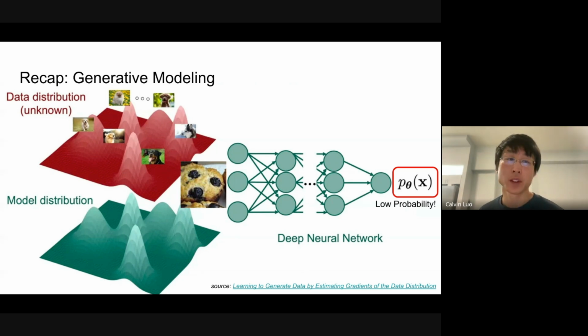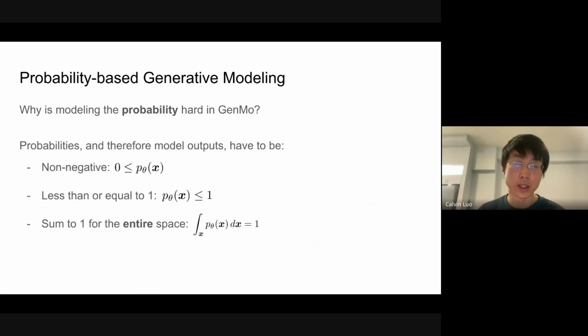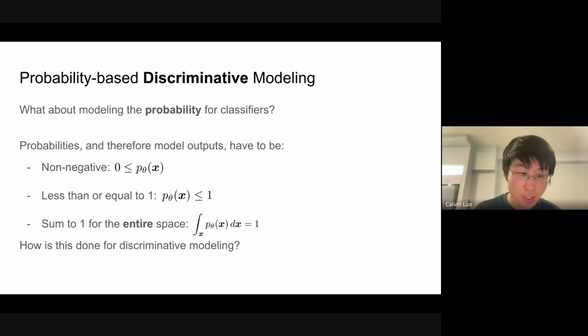But let's take a look at one approach towards generative modeling, which is probability-based generative modeling. And why is modeling the probability hard for generative modeling? Well, probabilities, and therefore our model outputs when you're trying to output probabilities, have to be non-negative. Probabilities also have to be less than or equal to 1. And crucially, they have to integrate to 1 for the entire space. Right. Well, how do we do this for discriminative modeling? Why is this not an issue, modeling a probability in discrimination for classifiers?